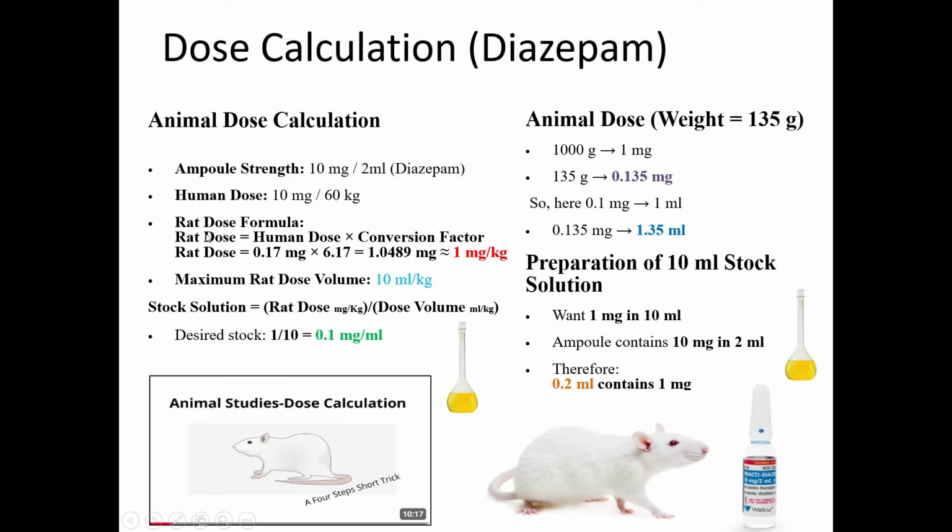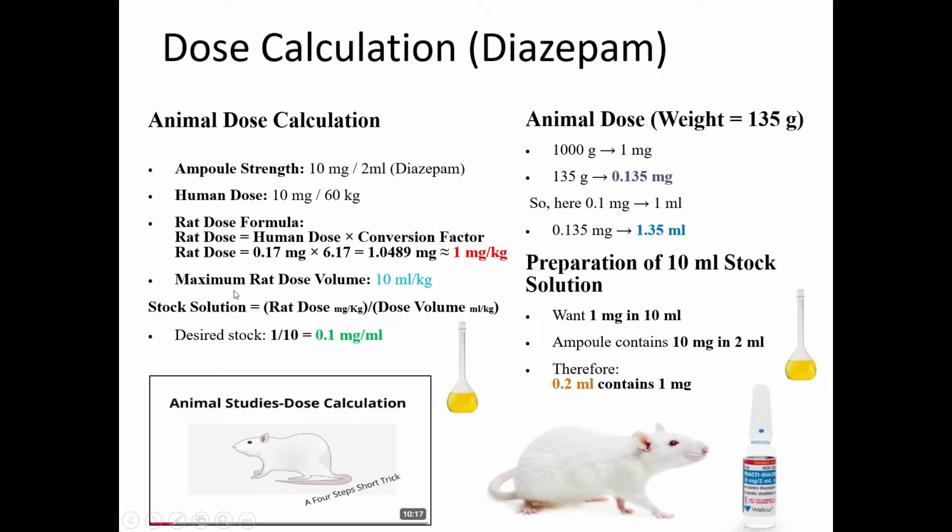For that the formula is: rat dose is equal to human dose into conversion factor. So 10 mg divided by 60 gives 0.17 mg, into the conversion factor for rat, 6.17. So the result will be 1.0489 mg, equivalent to 1 mg per kg. So this will be the rat dose for 1 kg rat. 1 mg will be the dose.